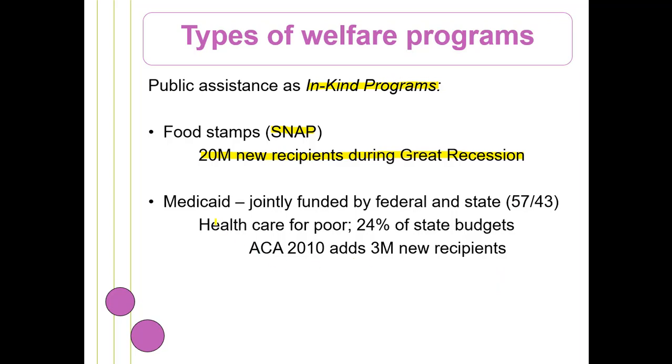Medicaid is another in-kind program where if you qualify as low income, you'll get medical insurance assistance, and that is paid by the state and federal government directly to the medical providers. That's why it's called in-kind. Jointly funded, we'll look at some of the numbers here in a minute, and it's a pretty big chunk of state budgets, as we'll see in a little bit. And the Affordable Care Act, in order to try to get more people insured, put some more qualifications on the states and added 3 million new recipients to the Medicaid program.